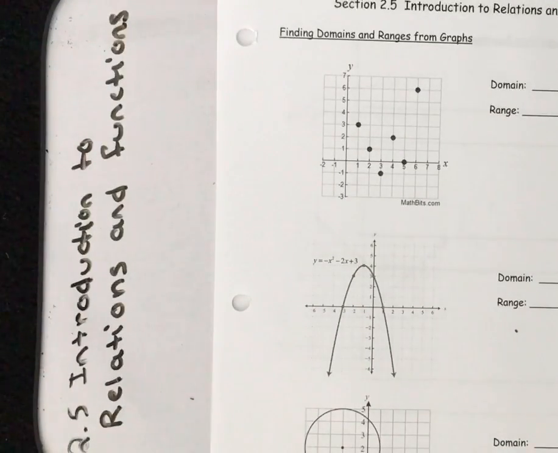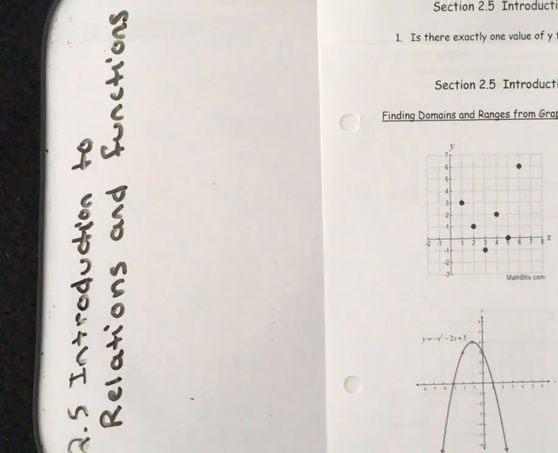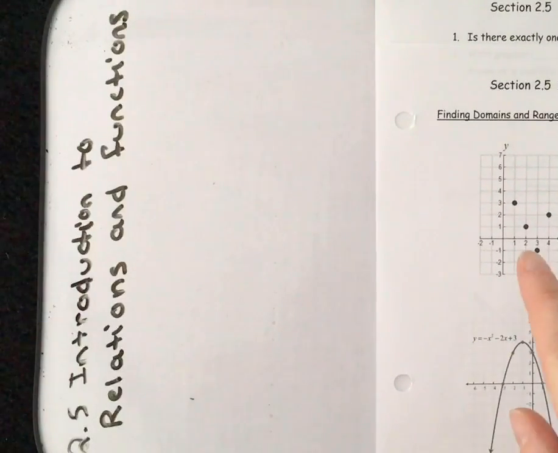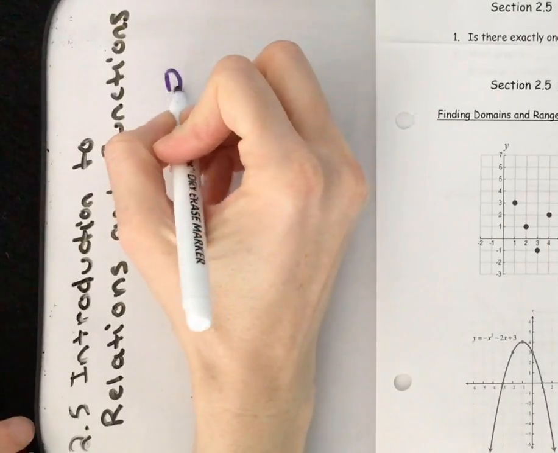Let's look at the domain and the range. If we're looking at domain, we are considering all of the x values that are used. So looking at our first graph right here, if we're looking at the domain, we're looking at all of the x values that are used. So we can write this out. In this case, the domain.